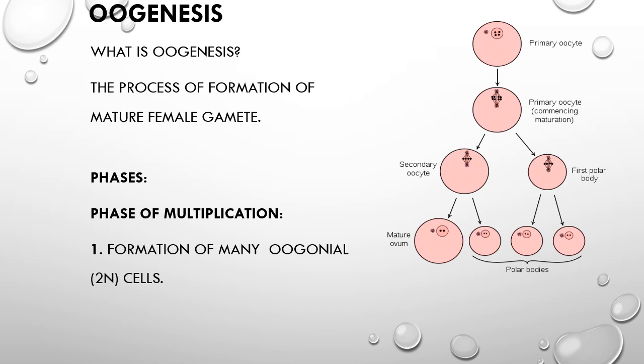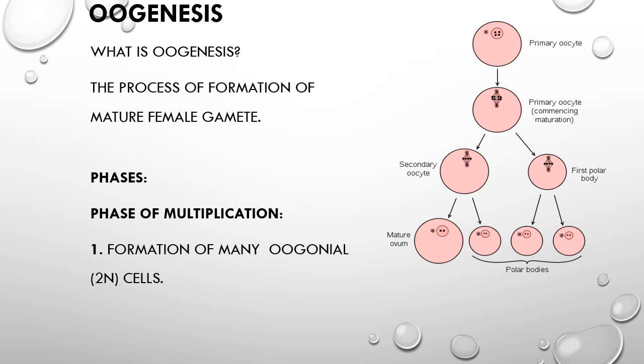So in the phase of multiplication, the primordial germ cells present in the germinal epithelium of the ovary undergo mitotic division, and they give rise to numerous egg mother cells, also called oogonia. This is called the phase of multiplication.